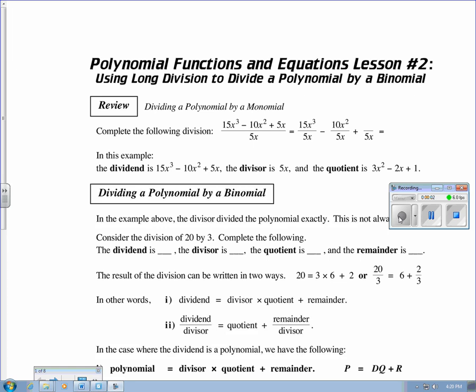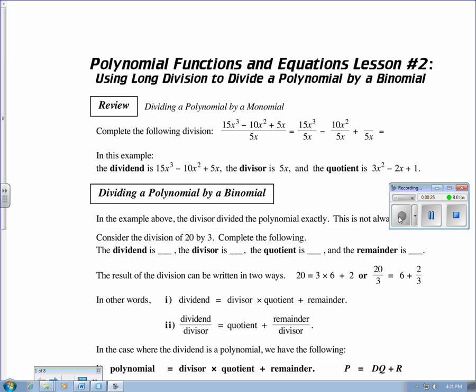So welcome to lesson 2 of polynomial functions and equations. We actually get to go back to grade 6 and do long division today, which sounds absolutely amazing. But when we were in grade 6, we probably kind of hated it. Long division arrives at us through polynomials, but we're going to have to review it using regular numbers.